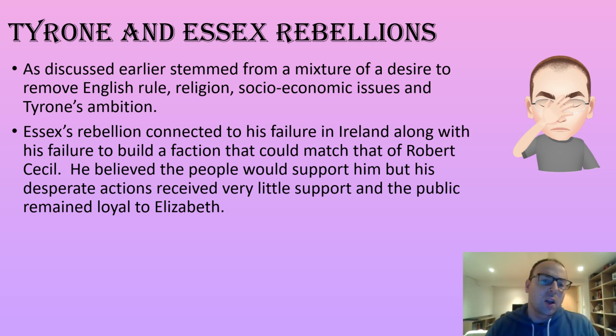between Essex and Tyrone. Now, Essex is spurred into rebellion not only due to his own failure in Ireland, but his failure to match Robert Cecil in building a strong faction to compete not only for standing with Elizabeth, but also for connections with James, who was in all likelihood going to be the next king. He believed that he was wildly popular with the population across England, in particular in London, but his rebellion received very little support, and the public remained loyal to Elizabeth. And so the Essex Rebellion, though dangerous, involves a very notable and very senior member of Elizabeth's government rebelling. He does it in London, so the location is significant as well.